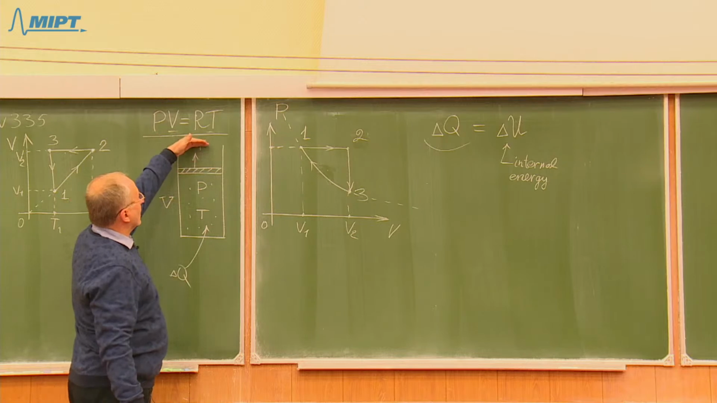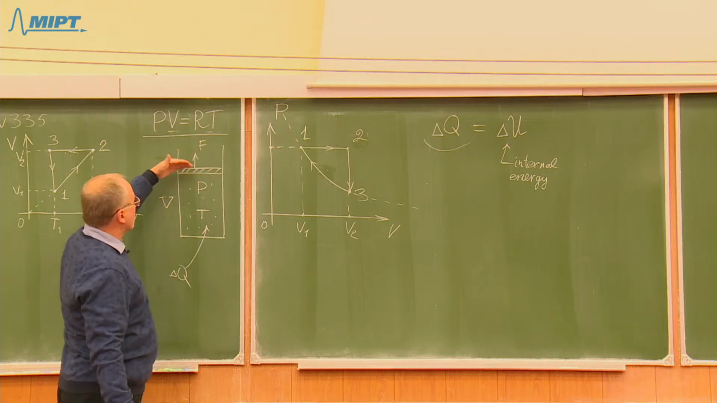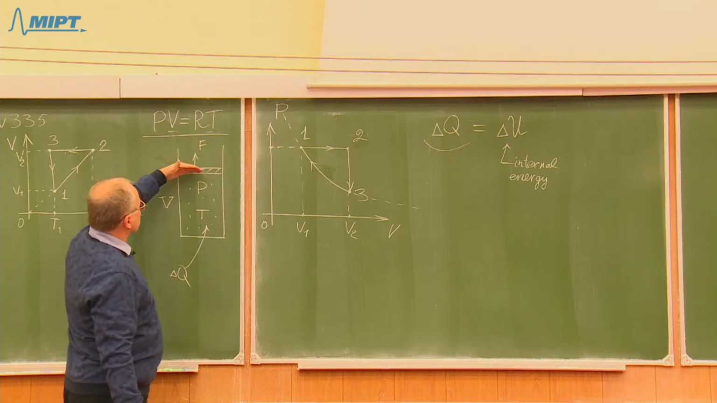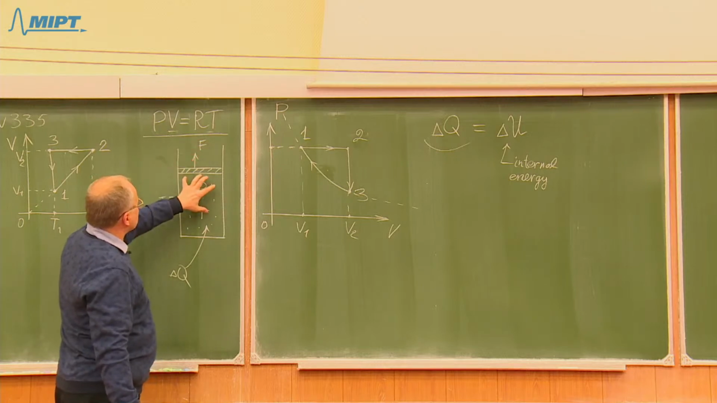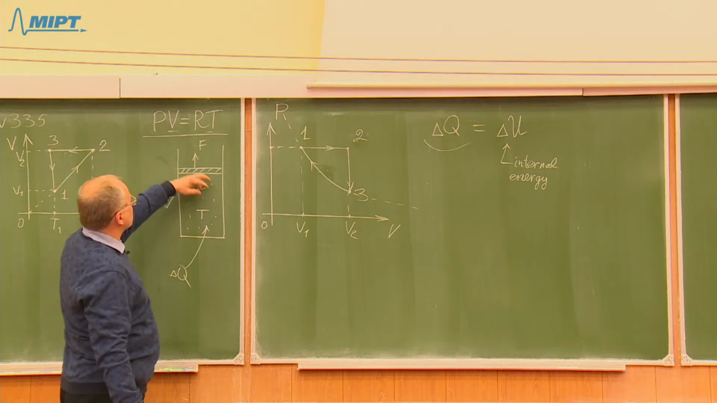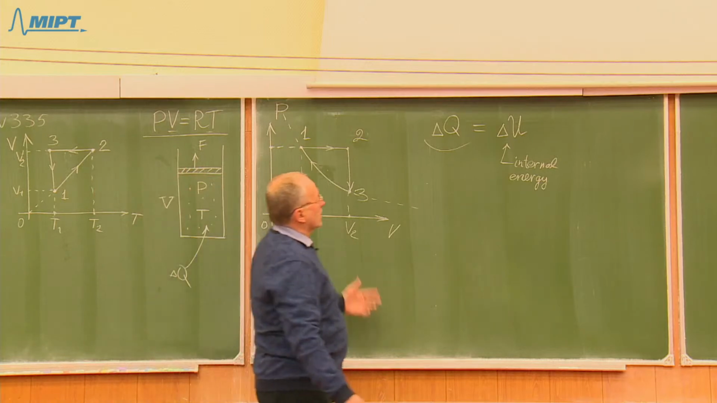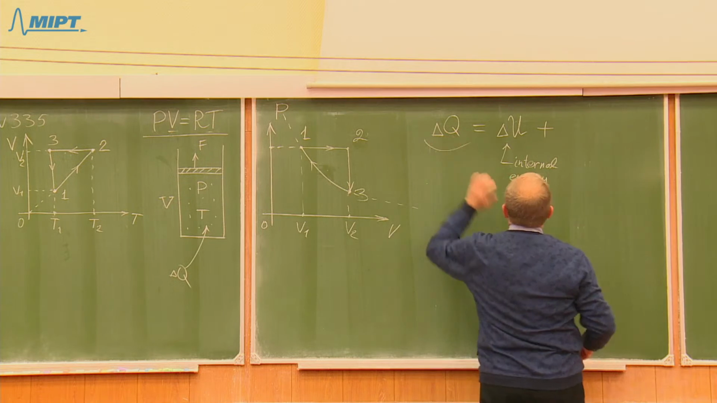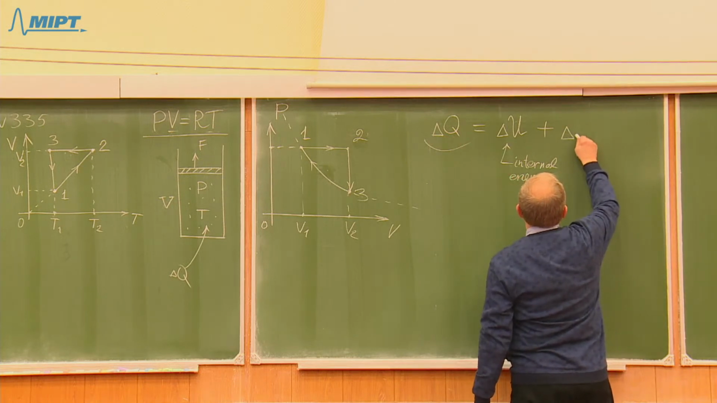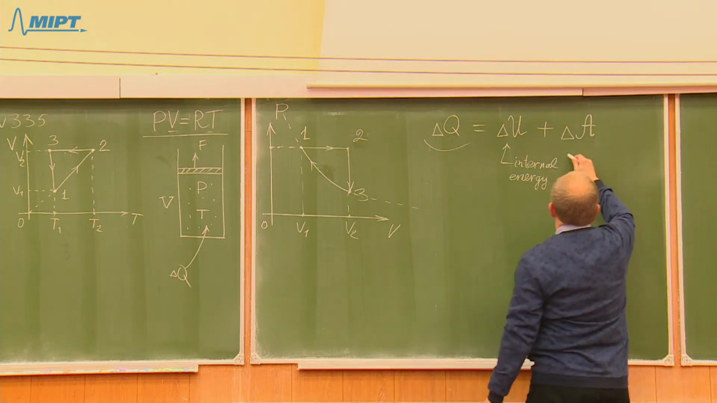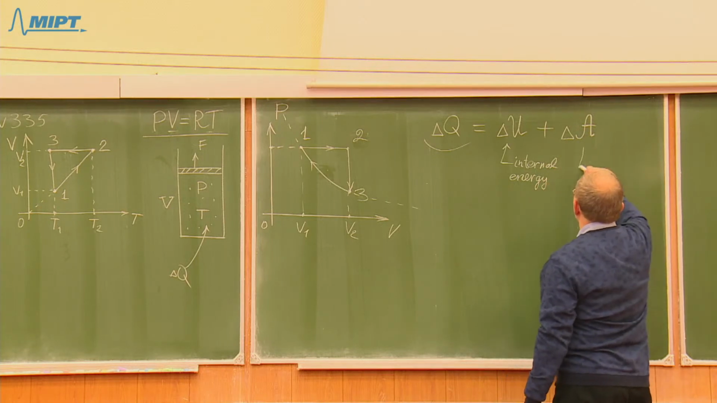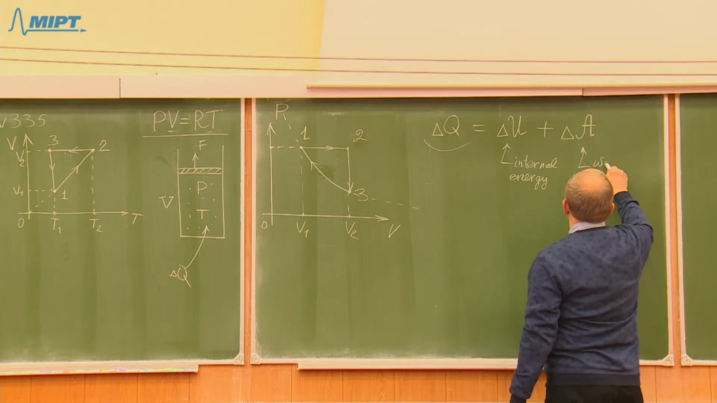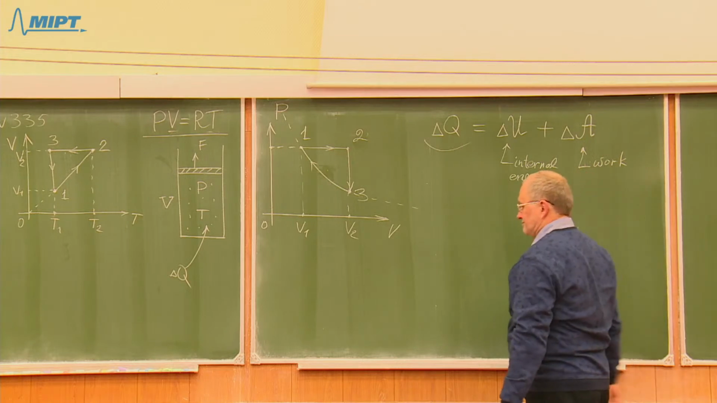Also, the piston may go up if we allow it to go up. And if the piston goes up, then the gas pressure will perform some work. And when work is performed, we need energy. And this is the result of heat energy. So if heat energy is transferred, then the gas performs some work. That is the work performed by the gas.